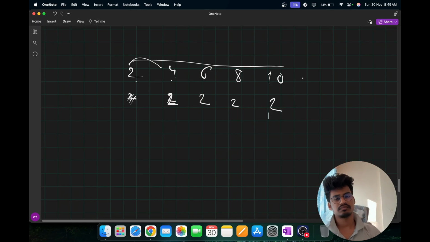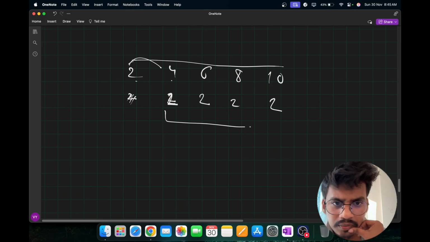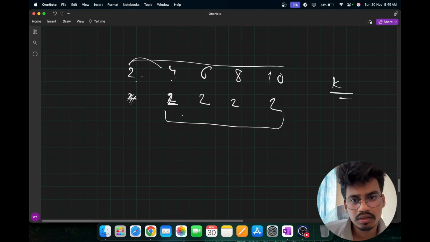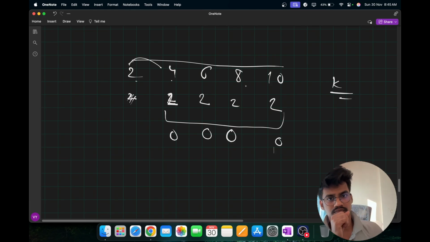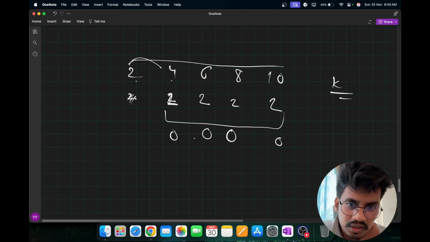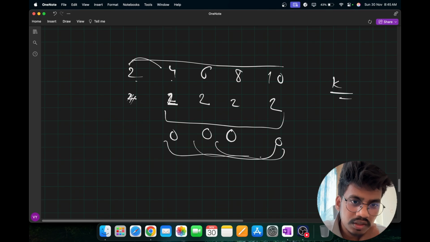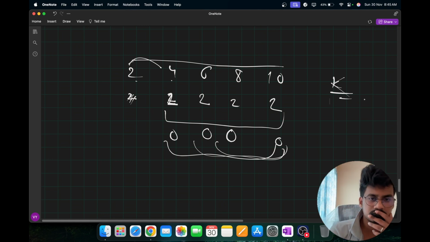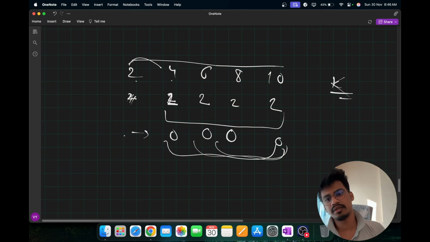Okay, now what if I divide it by k? Then we get 0, 0, 0 and 0, which means that for every subarray here the difference is divisible by k. The difference is divisible by k. This is, by the way, the remainders.